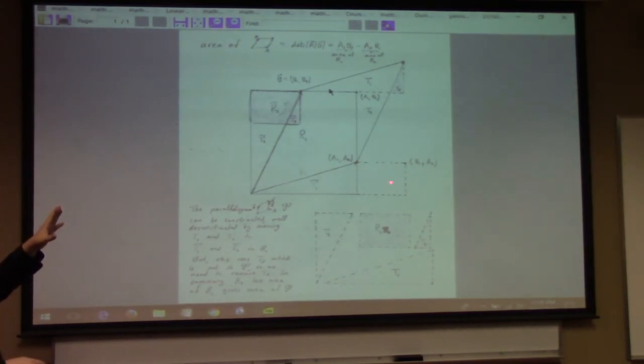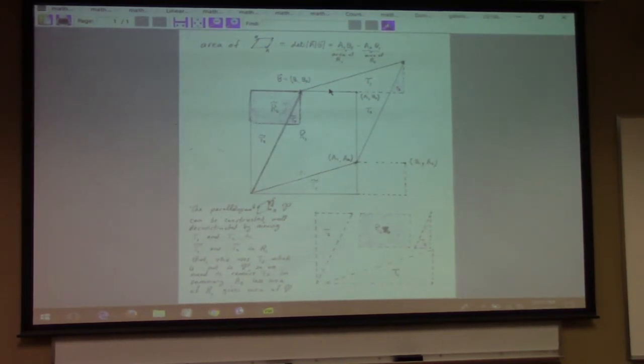This box down here has coordinates B1, A2. So what's its area? B1 A2. So what's the area of the parallelogram? It's A1 B2 minus A2 B1. And that's why we should define the determinant of a 2 by 2 matrix by the difference of the diagonal and the off diagonal, because it gives me the area of a little parallelogram like this.